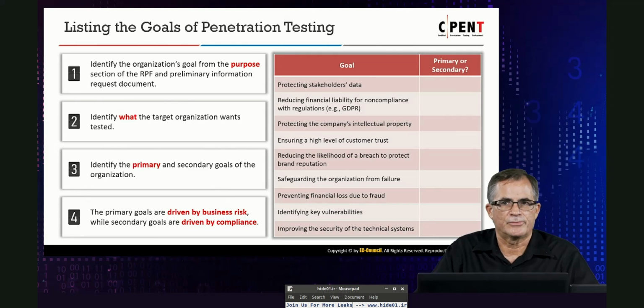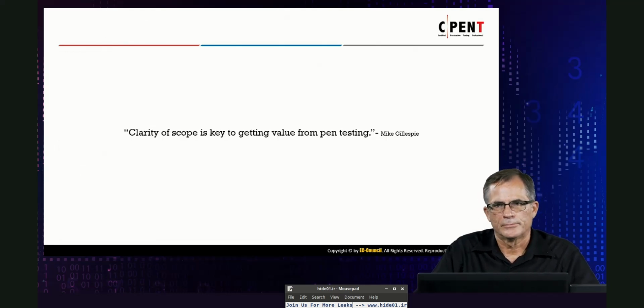And then whether it's driven by business risk or driven by compliance. When you look here, you see the different goals and whether it's a primary or secondary goal listing. So we get this to the client as well. Clarity of scope is key to getting value from the pen testing. Scope is the critical thing. You want to make sure that you have clarity of scope so you understand what you each want.